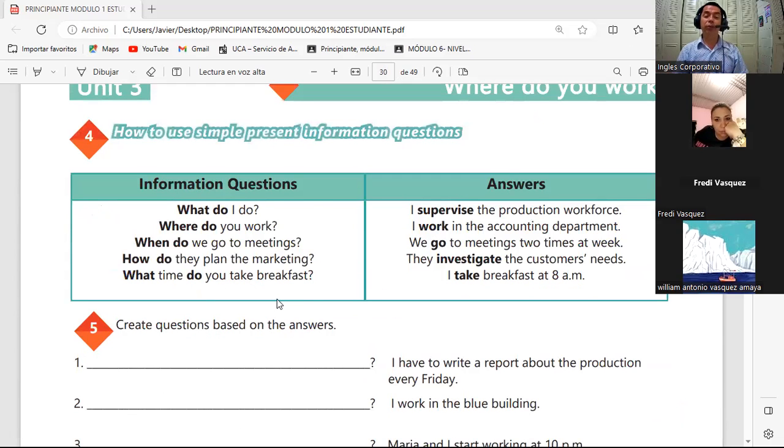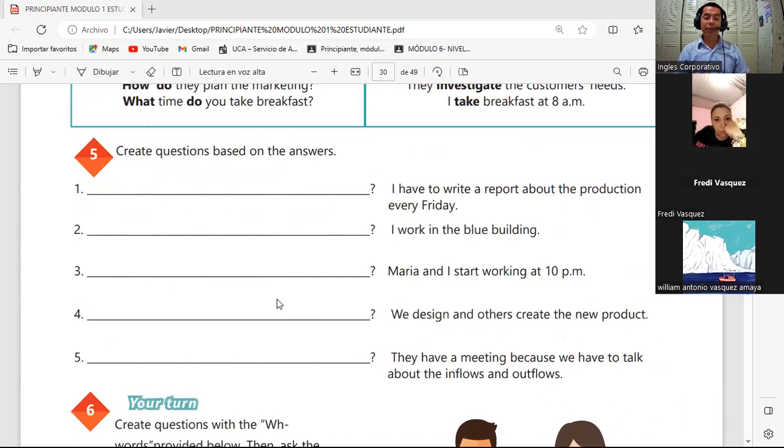Okay, these are the information questions, right? Now we are going to create, this is difficult, right? Create the information question, right? So look at this. Let me see what time it is.